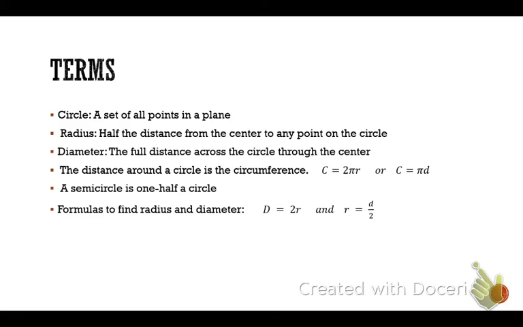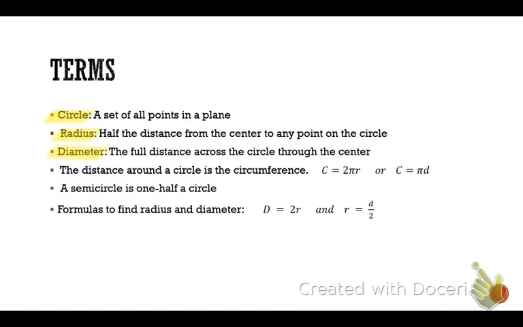All right, so for our terms, a circle is a set of all points in a plane. Every point on the outline of a circle, that line that makes up the circle, actually represents a point. It's a series of points that make up the circle. The radius is half the distance from the center to any point on the circle. All right, so that's your radius. Diameter is the full distance across the circle.